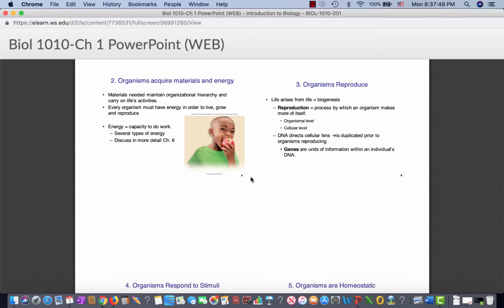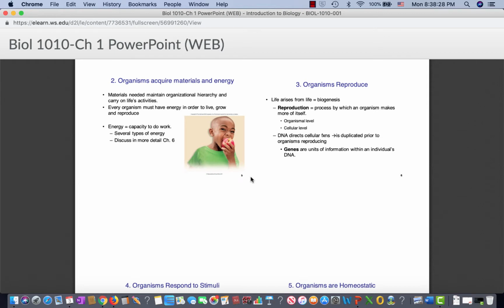functioning organism. Materials are needed to maintain organizational hierarchy and carry on life's activities. You can't grow cells without the basic building blocks necessary to assemble them in the first place. You also have to have energy to do that, and energy is the capacity to do work. I understand that there's a very specific definition of work in physics, but we're not worried about that right now. Just think generically, like if I'm moving around doing something, that requires energy. We'll worry more about types of energy in Chapter 6.